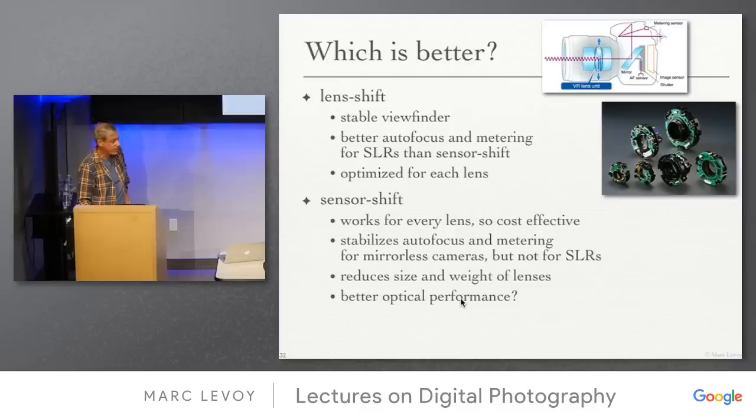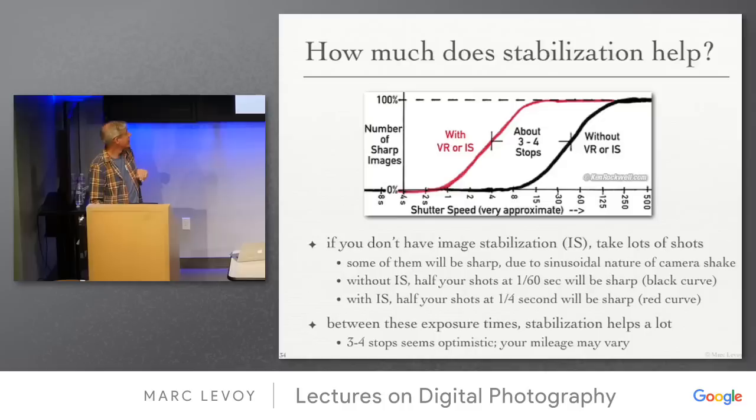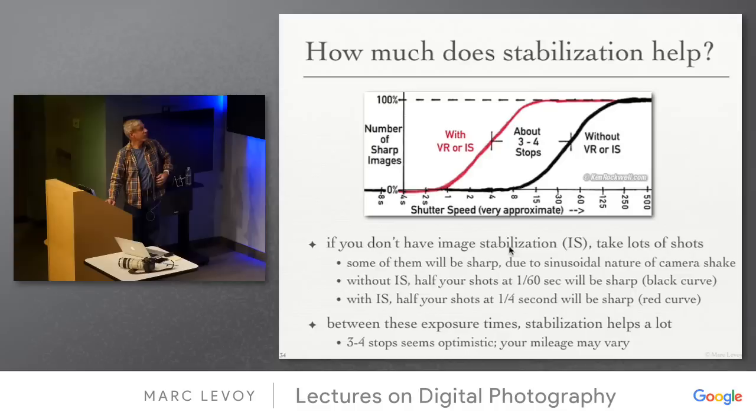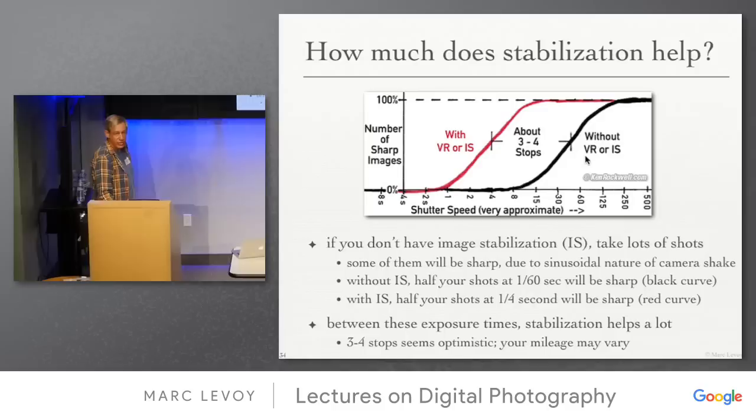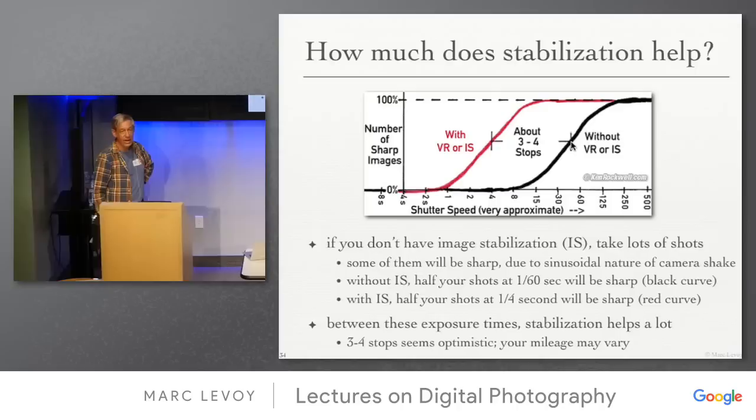Okay, so some examples. You've all seen probably stabilized lenses. It's interesting to look at it kind of semi-quantitatively as this guy does. So this is Ken Rockwell. So what he says is, without vibration reduction or image stabilization, you are unlikely to get a sharp image at an eighth of a second. You're very likely at a 250th of a second. And at a 30th of a second, about half of your images will be sharp.